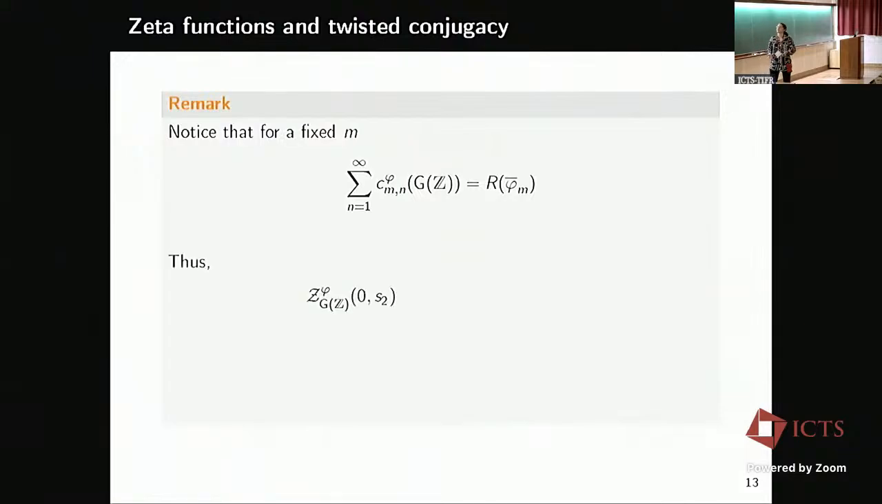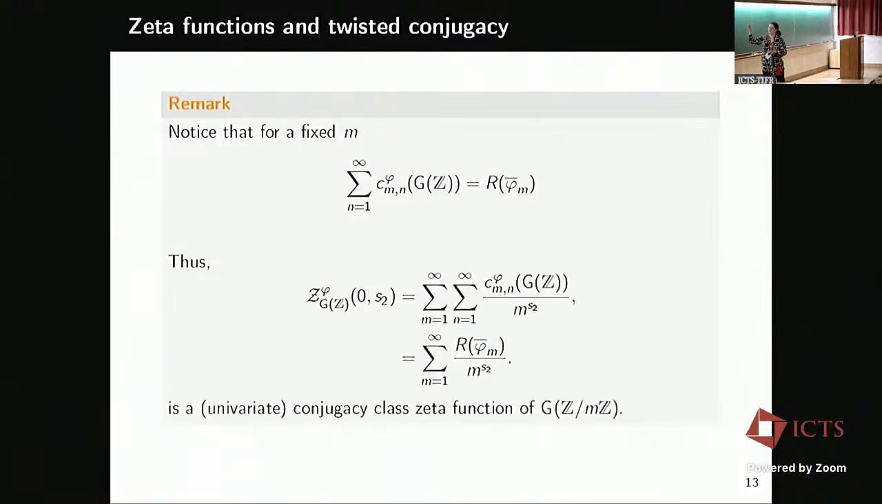So this is the same as the Hadamard number of this automorphism. Here I'm calling it phi M just to indicate that that's over G mod M. So if we make this specialization, I just set S1 to be 0, we actually get a univariate zeta function that counts Hadamard numbers. Now, I won't call this a Hadamard zeta function because this name is taken actually for a different kind of zeta functions. So I'm just calling this a conjugacy class zeta function.